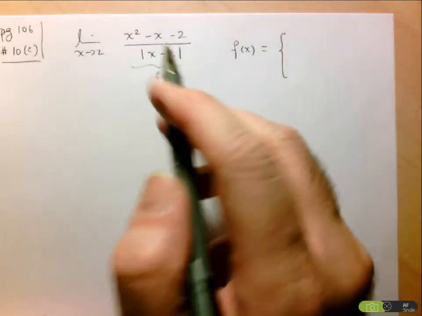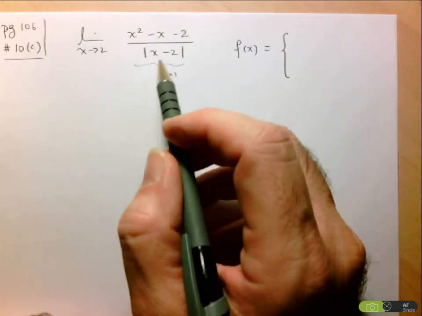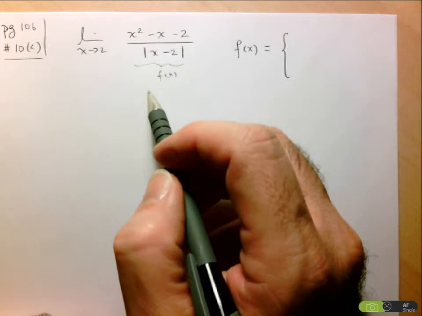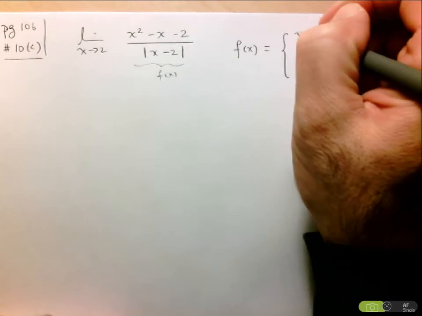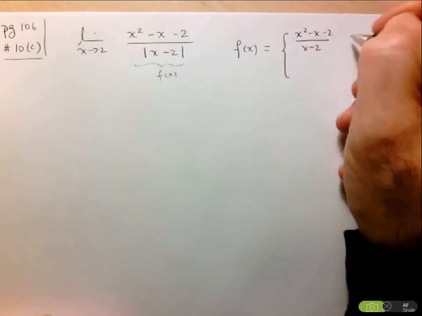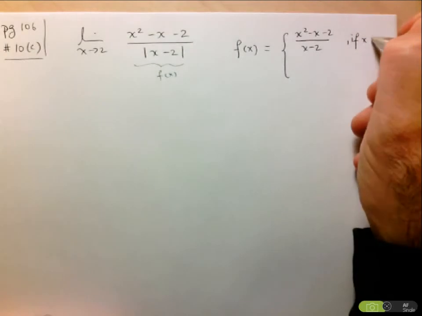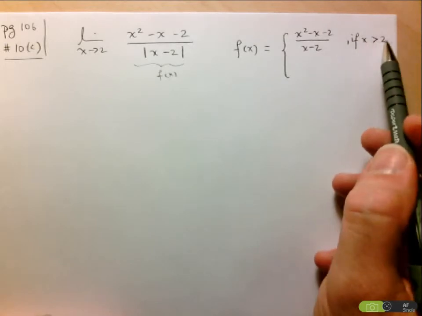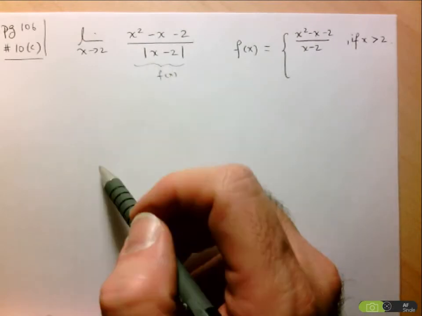Here, where things change is when x is equal to 2. So we know that when x is greater than 2, the expression inside the absolute value is positive. So the result of the absolute value will just be the number itself. So this is going to be equal to x squared minus x minus 2 over positive x minus 2 if x is greater than 2. Notice we don't put greater than or equal to 2, because we don't really care what's happening with this function when x is equal to 2. In fact, it's not defined when x is equal to 2.